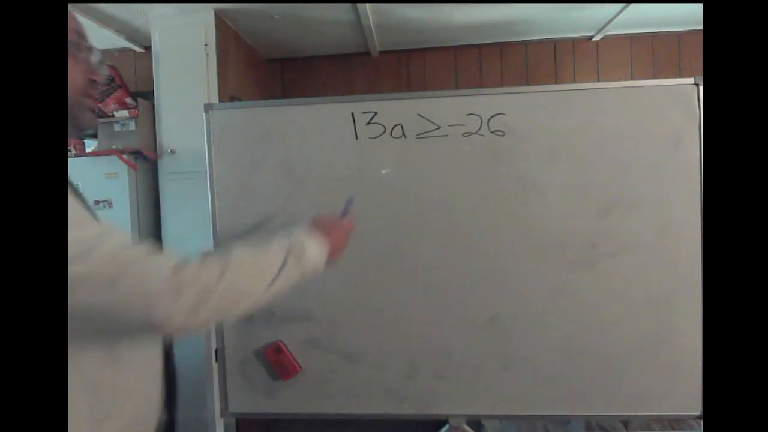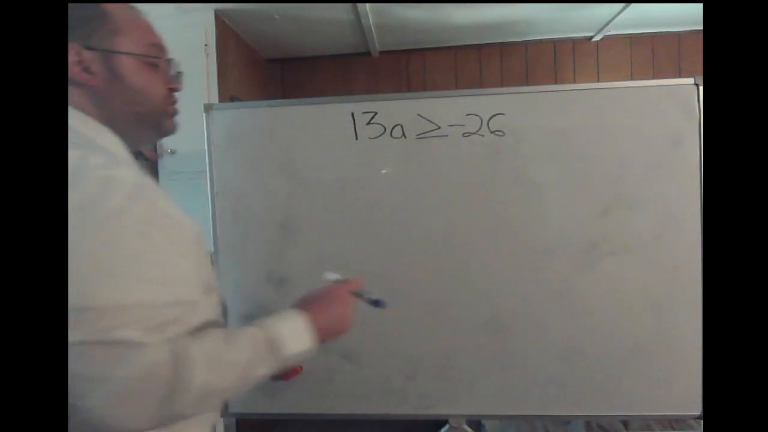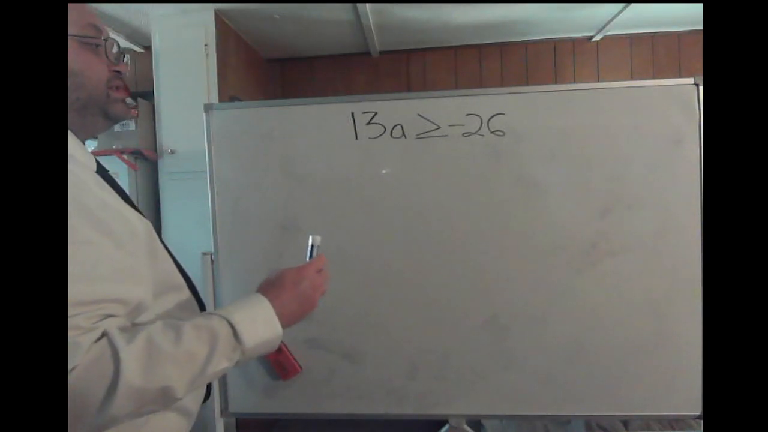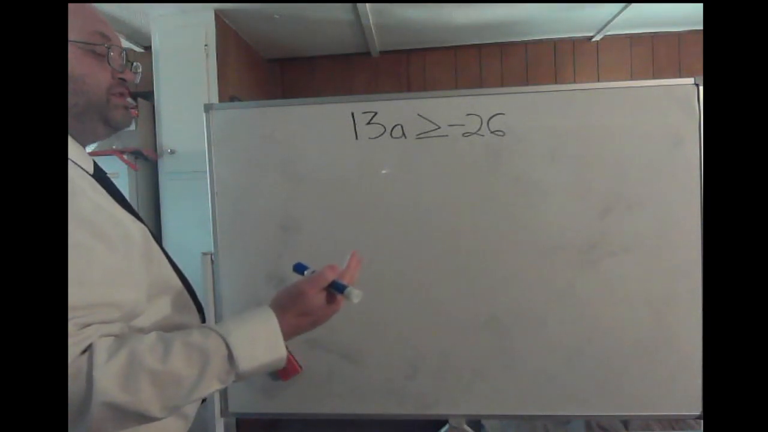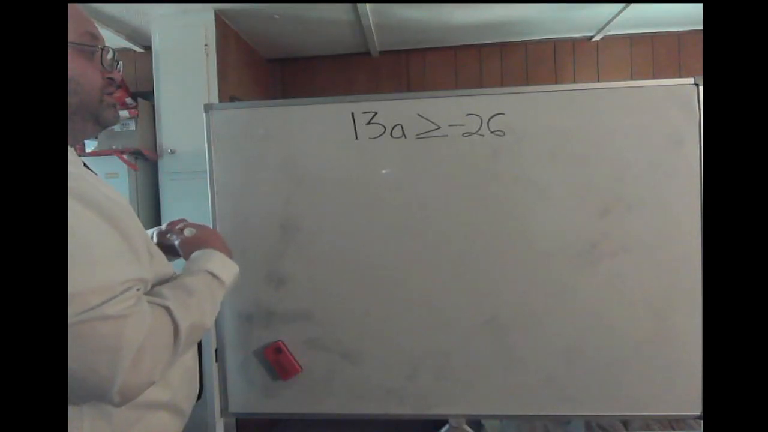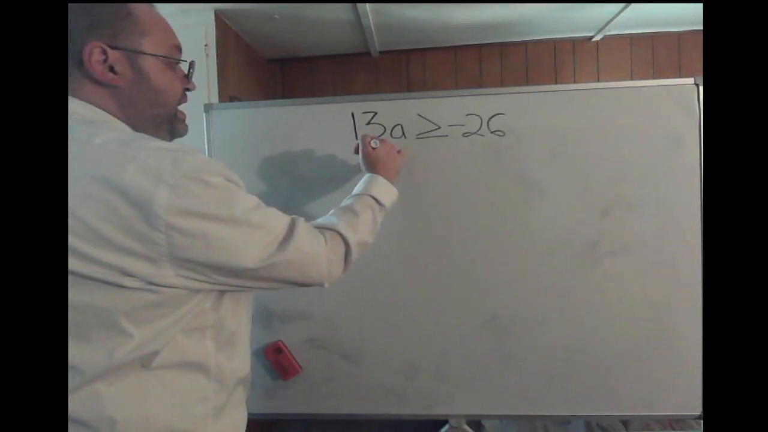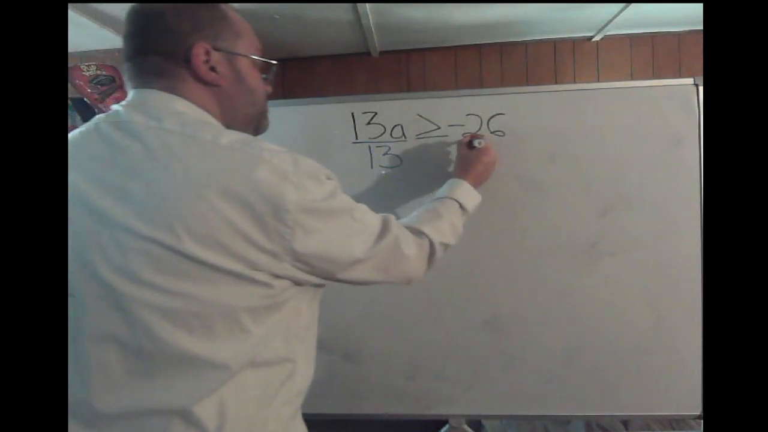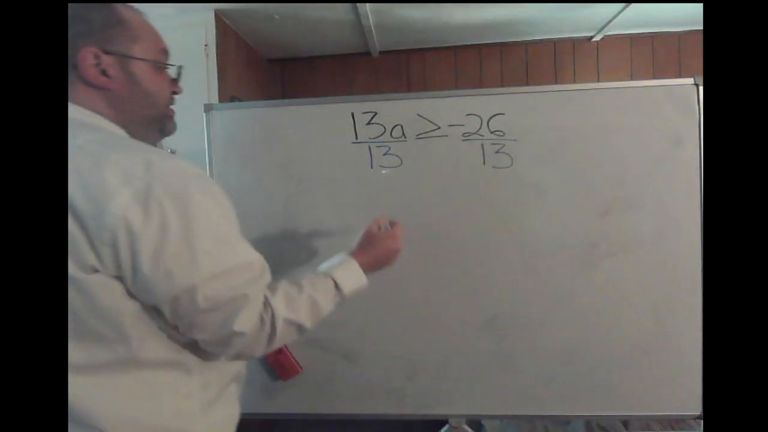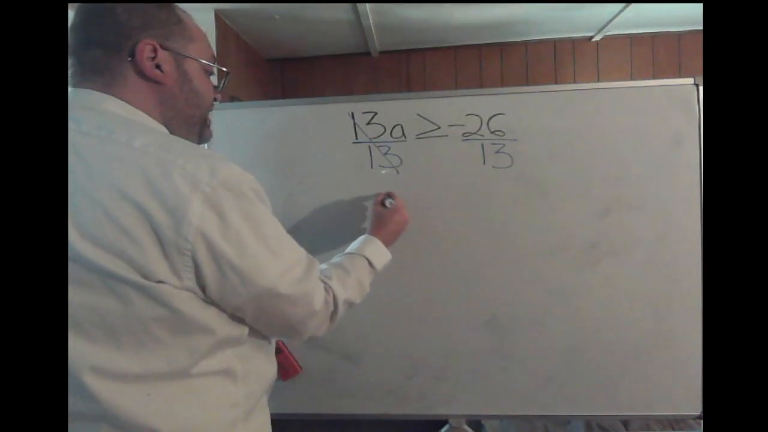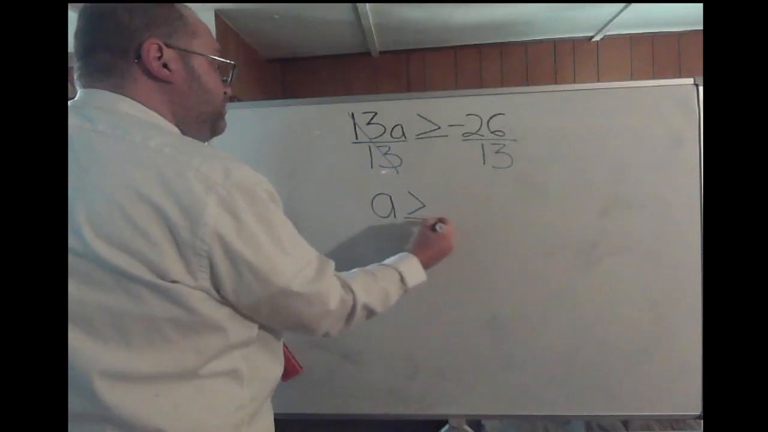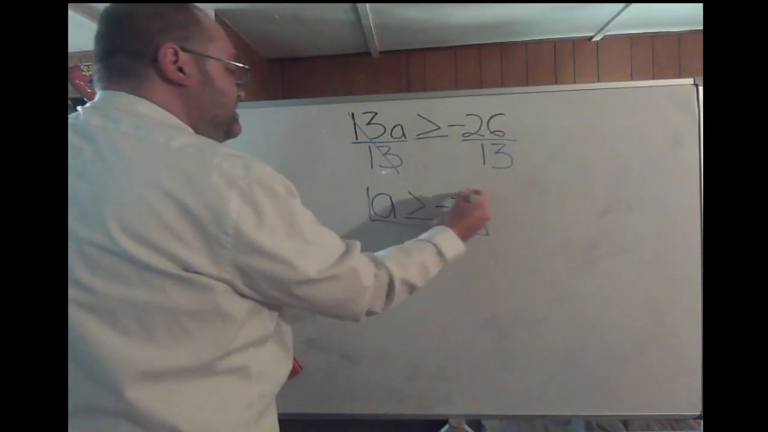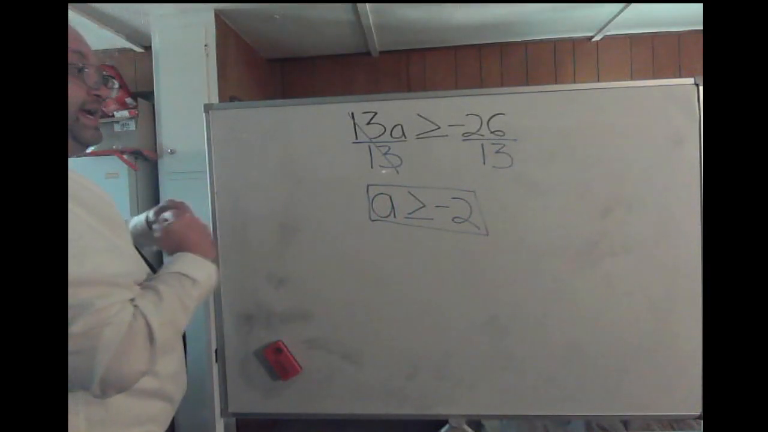So here we have 13a is greater than or equal to negative 26. Well, just like yesterday's lesson, you solve inequalities largely by the same methods you would use to solve a regular equation. So we have 13a, we want to get a by itself, we just got to divide both sides by 13. So we'll go ahead and do that. The left side, the 13's cancel out. You'll have a is greater than or equal to negative 26 divided by 13, that's negative 2. So a is greater than or equal to negative 2 would be your answer.